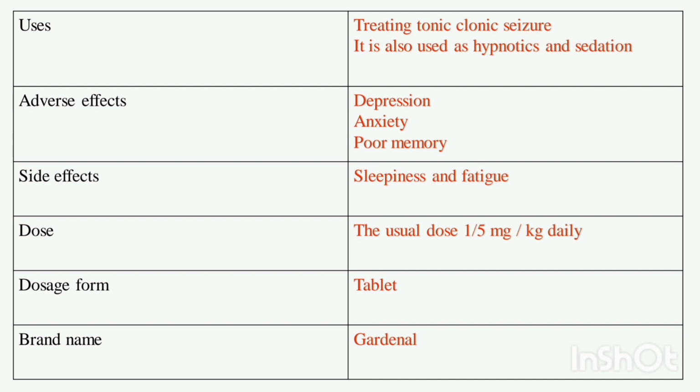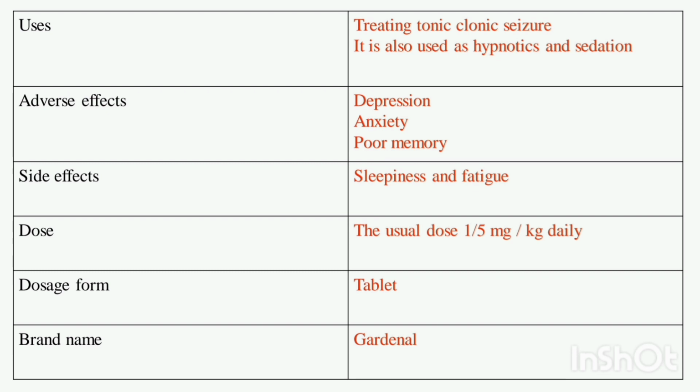Phenobarbital is used in treating tonic-clonic seizure. It is also used as a sedative and hypnotic. The adverse effects are depression, anxiety, and poor memory. Depression is caused by excessive action of GABA, which is an inhibitory neurotransmitter. Then the side effects are sleepiness and fatigue. Fatigue is nothing but thakwa.